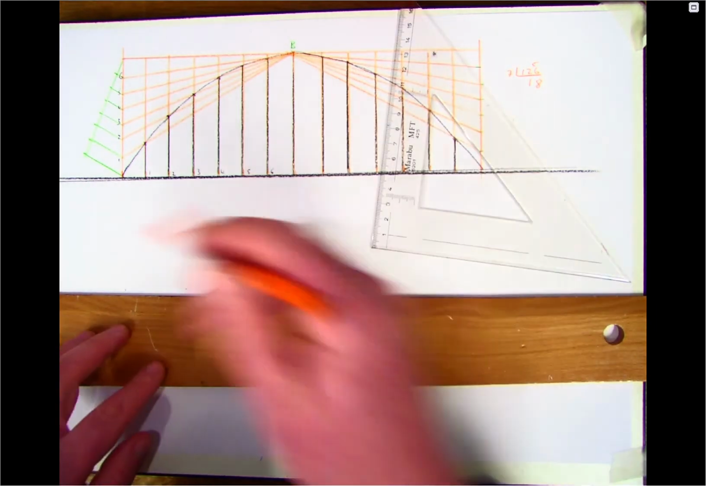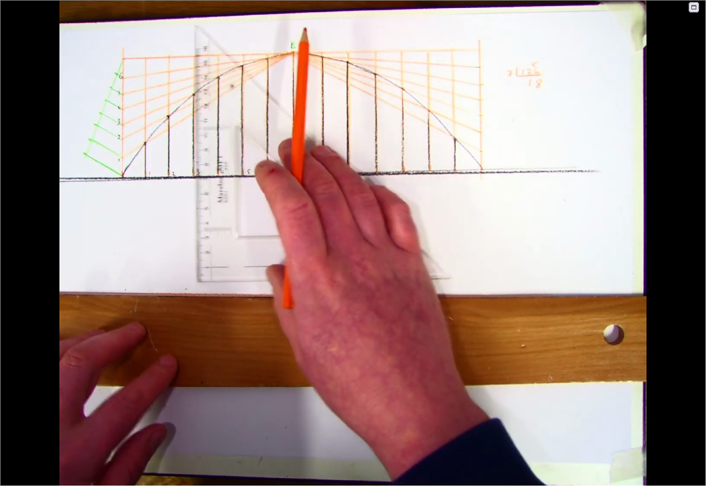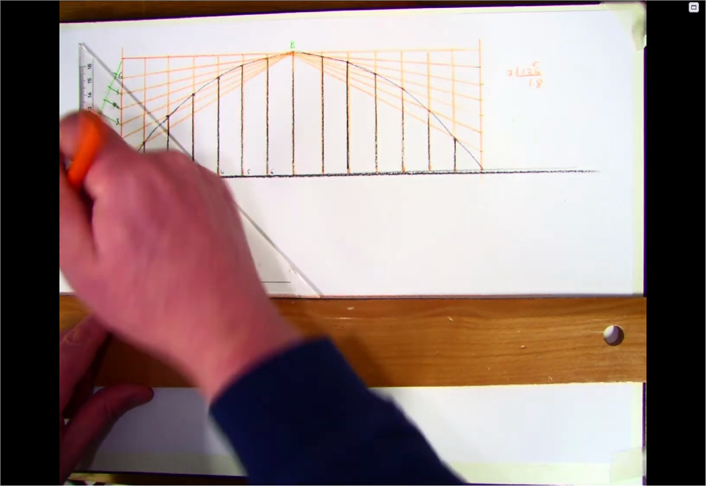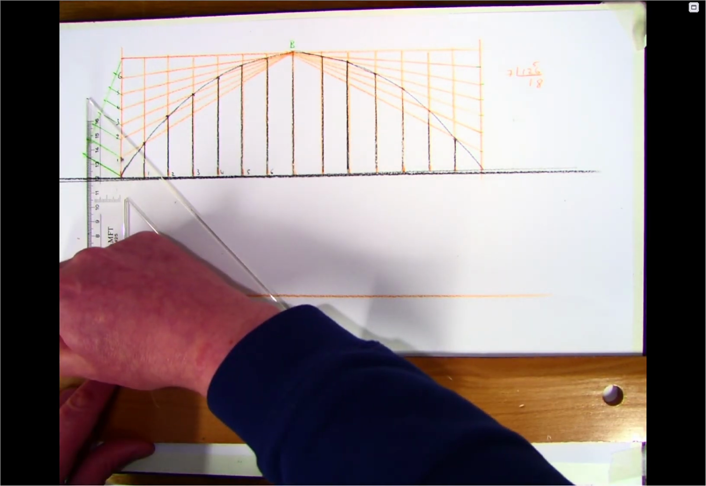So I'll draw a center line across the middle. Okay, and then we have a measurement of 4 on both sides. So we come up 4 and down 4.